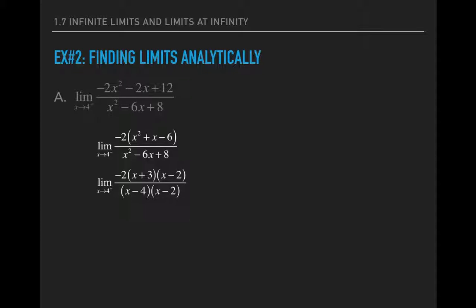Both the numerator and denominator quadratics can be factored into x plus 3 and x minus 2 in the numerator and x minus 4 and x minus 2 in the denominator. Now, they both have a common factor which we can cancel out. That is going to create a hole at the x value of 2. And we're left with this simpler rational function.